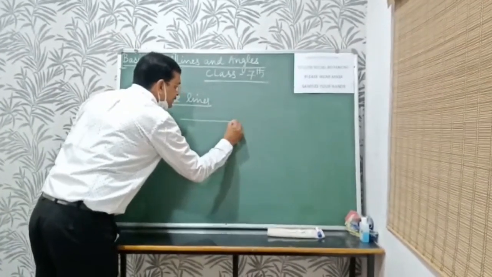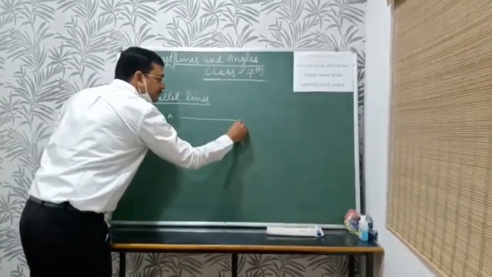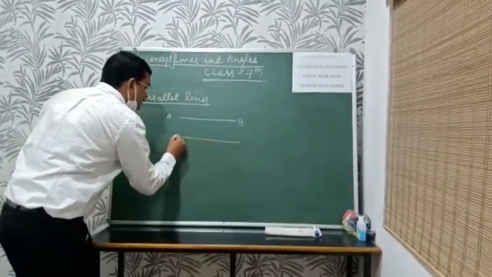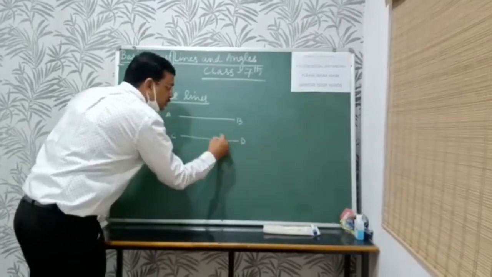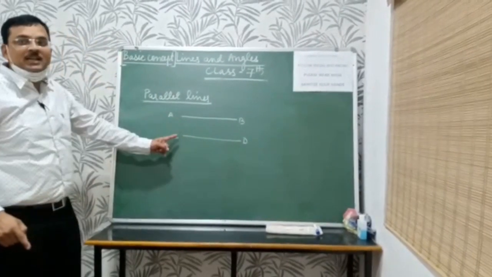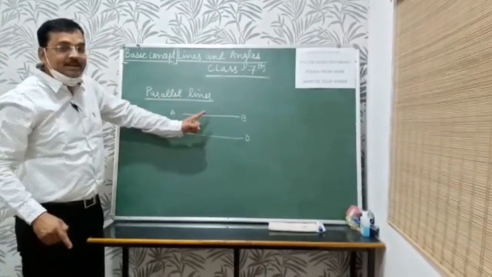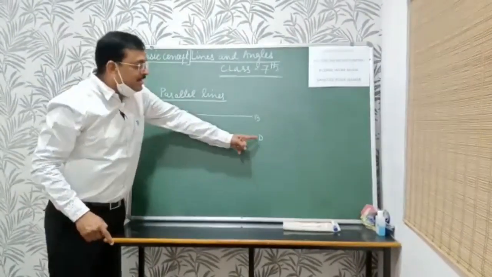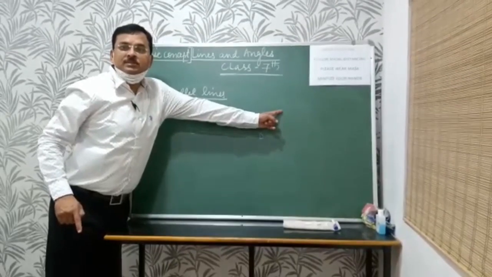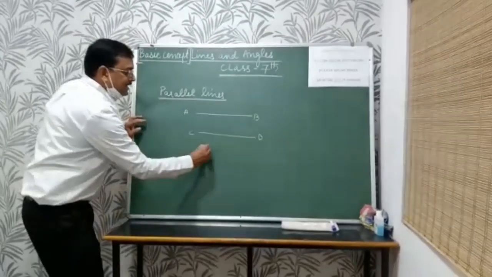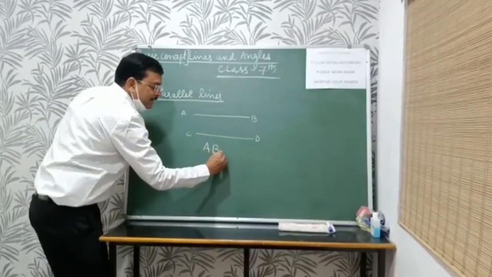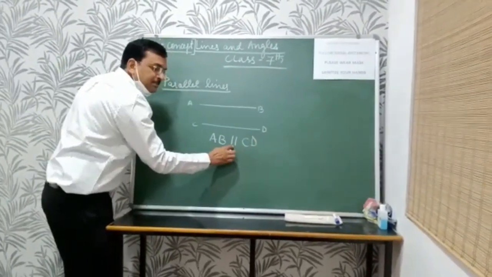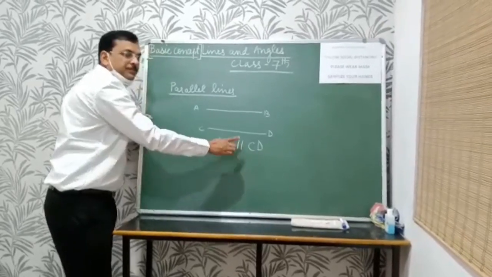First line AB, second line CD. These two lines are called parallel lines because they do not intersect each other even when we extend both the lines. So we can say AB is parallel to CD. This is the symbol of parallel.